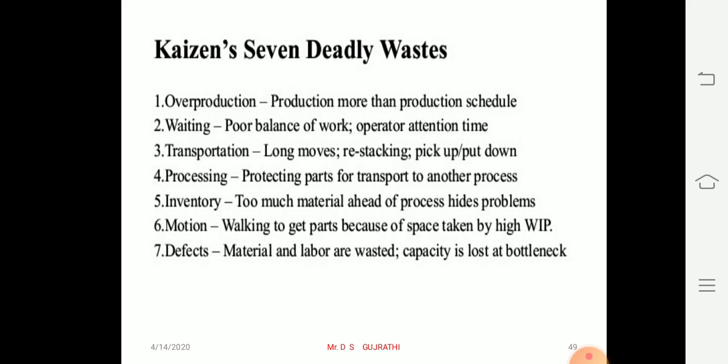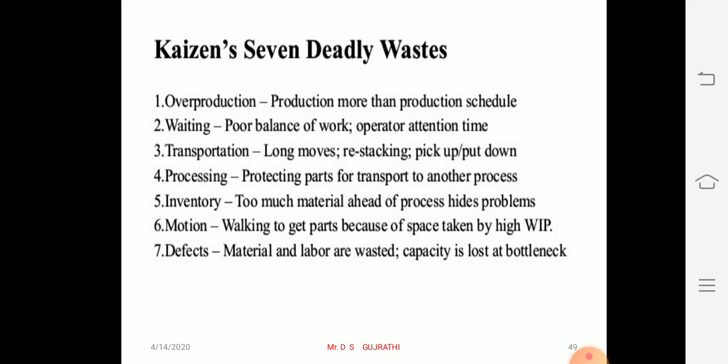Then processing, protecting parts for transport, again the same thing. Inventory: too much material ahead of the process hides problems. So inventory also should not be excessive. Then motion, as already studied, walking to get parts should not be more. Then material and labor are wasted. Capacity is lost at bottlenecks. So bottleneck is nothing but narrowing. So these are the seven deadly wastes of Kaizen.